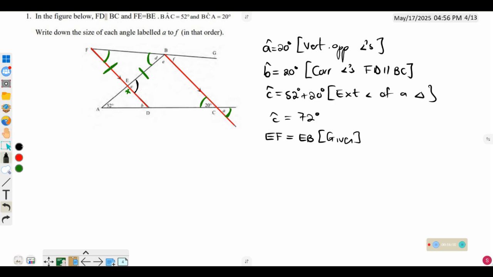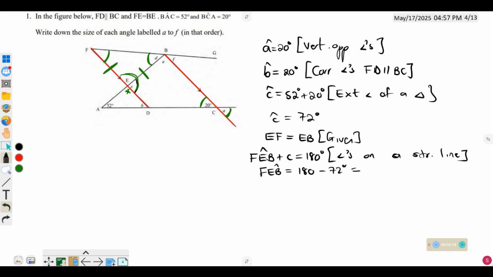Because angle E, we can use that straight line on C, right? It's not even angle C, it's FEP. The angle FEP plus the angle C should give us 180 degrees. And these are angles on a straight line. So angle FEP will be equal to 180 minus angle C, which is 72 degrees. So this should give us 108. So we get 108 degrees for that angle E.